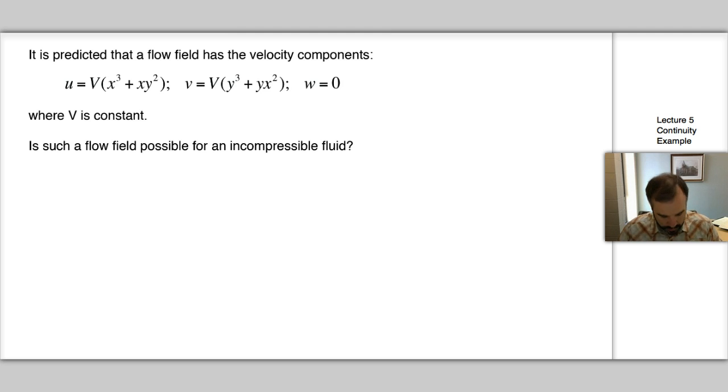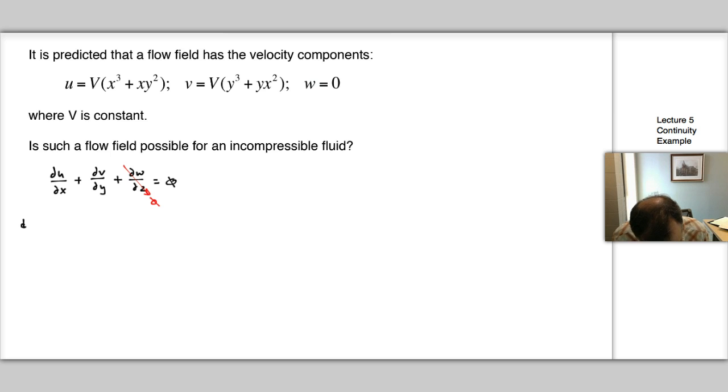Okay, so what we want to do is use our differential form of the continuity equation in this case. So we just write it out: du/dx plus dv/dy plus dw/dz equals 0. The first thing we can do here is we're told that w is 0, so that's just going to fall out. So we're left with du/dx plus dv/dy equals 0. Okay, so the next step is just to differentiate.